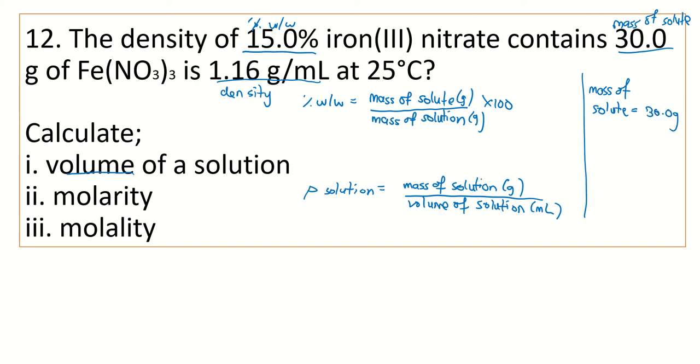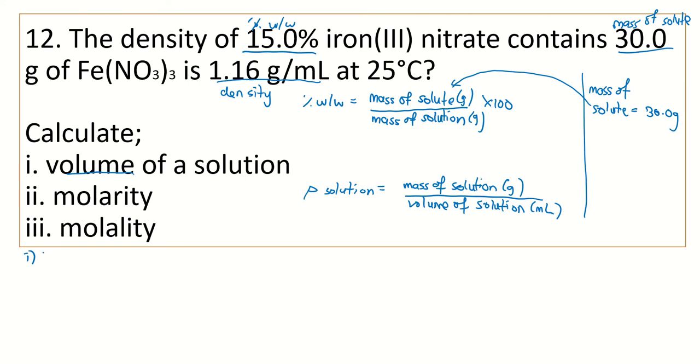Okay, so the question asks you to calculate the volume of solution. Volume of solution is in this density equation. So that means before we can find the volume, we must first find out the mass of solution. How do we find the mass of solution? It is from the percentage by mass. By substituting the mass of solute given, we can find out the mass of solution. Next, after finding the mass of solution, you can substitute it into this density equation, so you'll get the volume of solution. You don't have to assume anything for this equation.